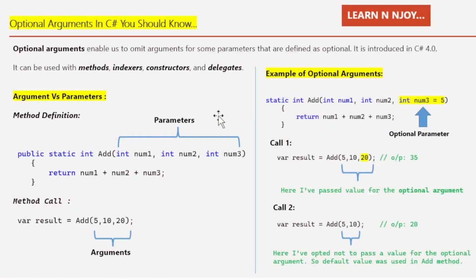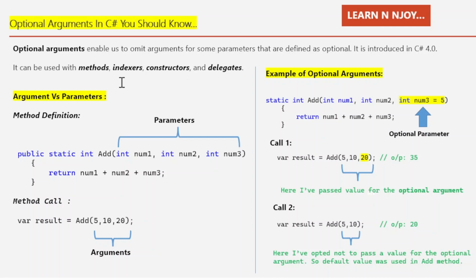Optional arguments in C#. What are optional arguments? Optional arguments enable us to omit arguments for some parameters that are defined as optional. It was introduced in C# 4.0. This technique can be used with methods, indexes, constructors, and delegates.